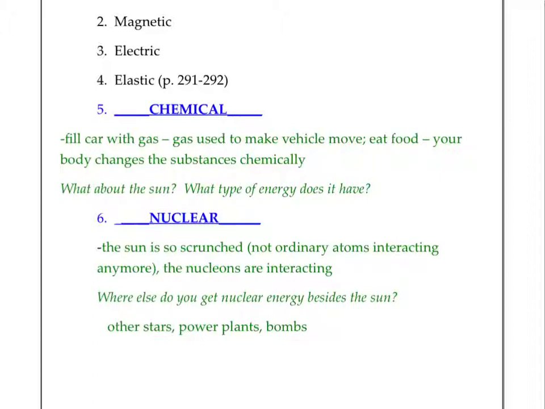For the other ones, you don't have to write what's in green. They're just examples. But what you will have to be able to do is recognize examples of the other 6 types of potential energy. So you will need to know the words magnetic, electric, elastic, chemical, and nuclear.